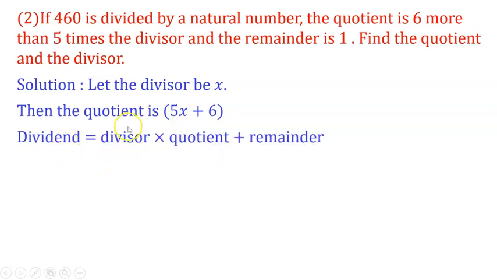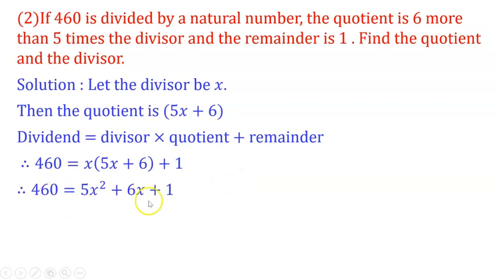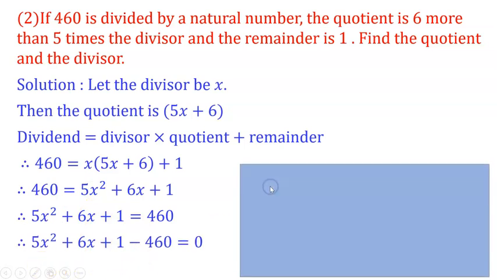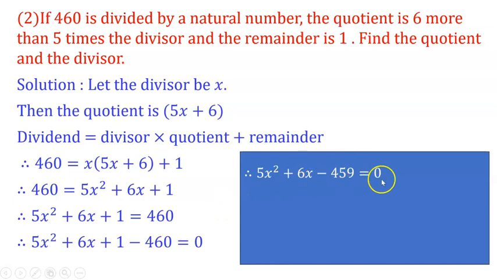Dividend is equals to divisor into quotient plus remainder. That is 460 is equals to. Okay. Now here the divisor is x and the quotient is 5x plus 6. x into, in bracket, 5x plus 6. Remainder is 1. And if you simplify this, then you will get 460 is equals to 5x square plus 6x plus 1. Therefore, 5x square plus 6x plus 1 is equals to 460. If you simplify, then you will get here 5x square plus 6x minus 459 is equals to 0.